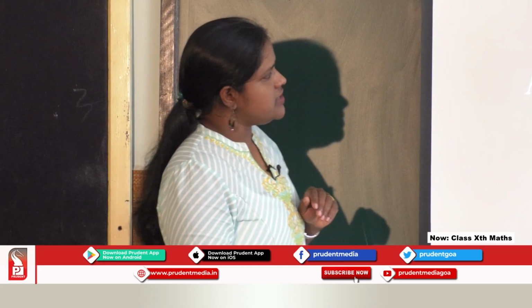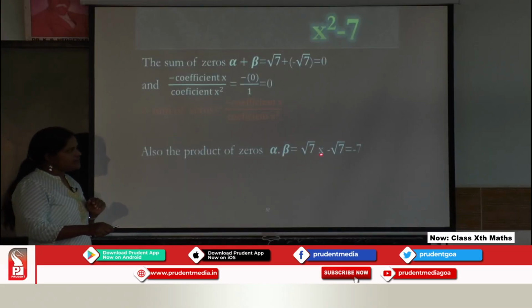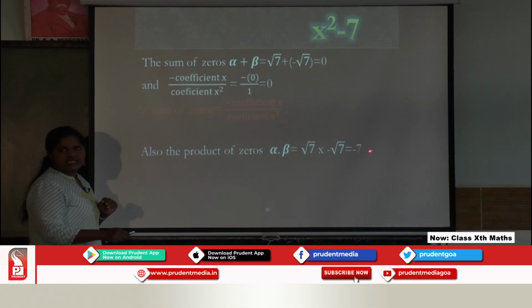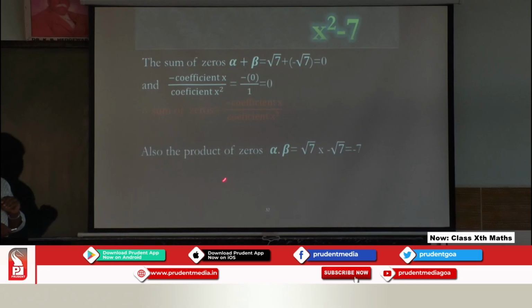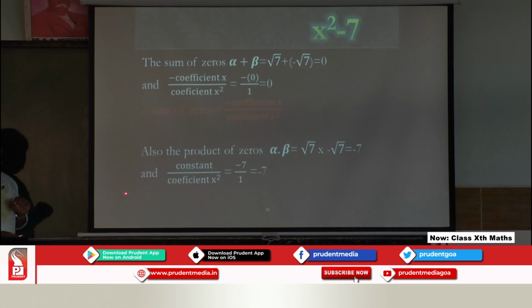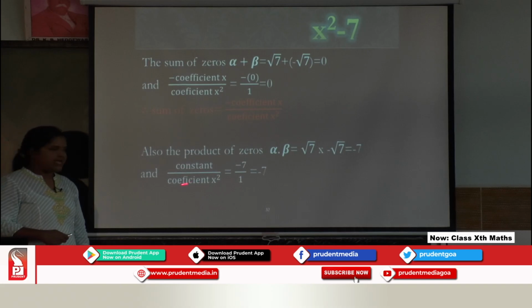Also, I have to find the product. So, the product of the zeros is alpha into beta. So, root 7 into negative root 7. Positive into negative will give me a negative sign. Root 7 into root 7 is 7. So, I have here negative 7 as my answer for the product. Let us see using the formula. What is the formula for product? It is constant upon coefficient of x square, that is c upon a.